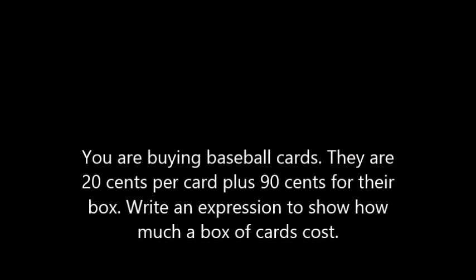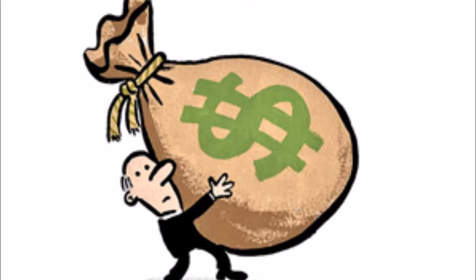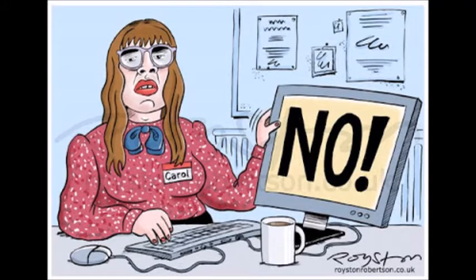What expression would show how much an unknown number of cards, which is going to be represented by x, costs? Well, if you remember, when we were first starting our problem, we know that a card costs 20 cents. So if we wanted to set up an expression that's going to show how much however many cards we buy costs, it's going to be 20 times x, or 20x. But thinking about the original problem, is this going to show us the total cost? Well, no, it's not, because we haven't included that 90 cents charge for the box yet.